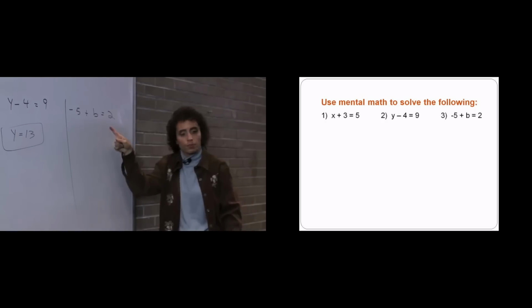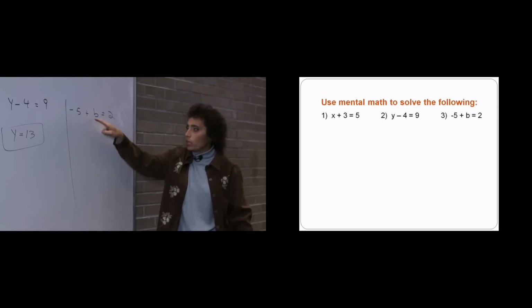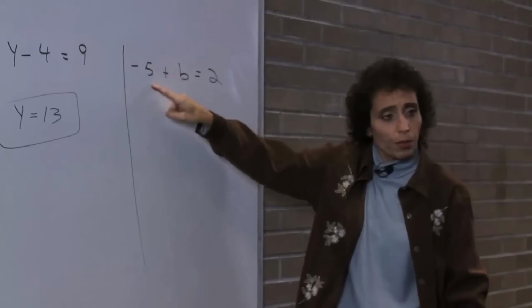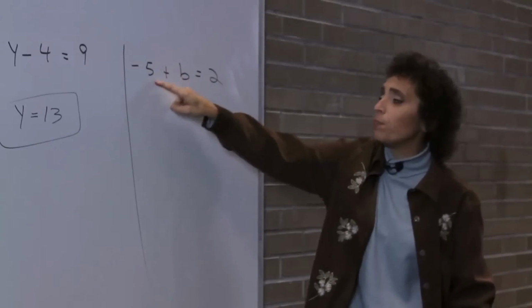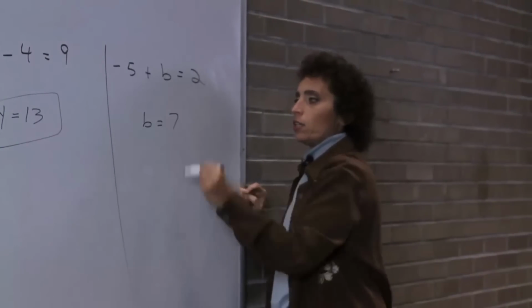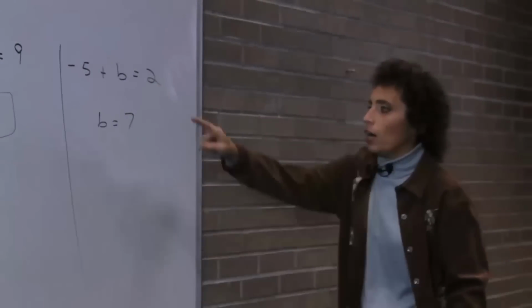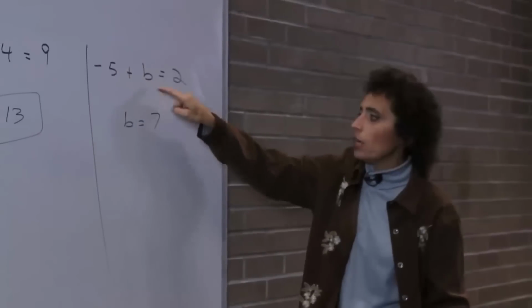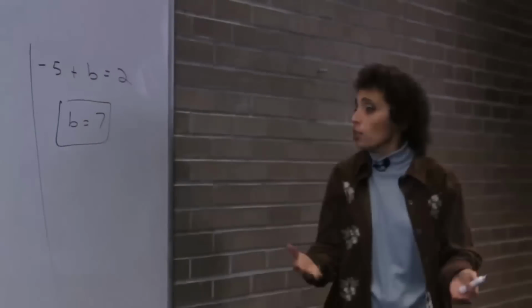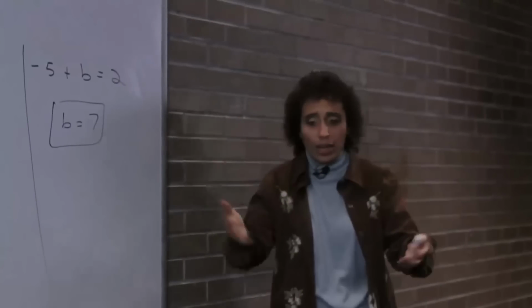Now this one. Well, there's a negative 5 plus b equals 2. If you think about this, remember you owe somebody money, this number has to be bigger than 5 by 2 so that you have money. So this number has to be 7. I owe 5, I have 7, I have 2. So b equals 7. Okay. So these are pretty simple. And when we can do them in our heads, you probably should.